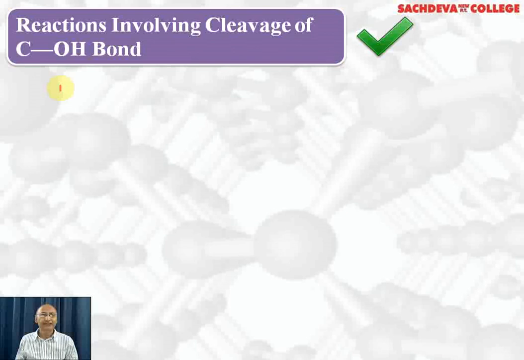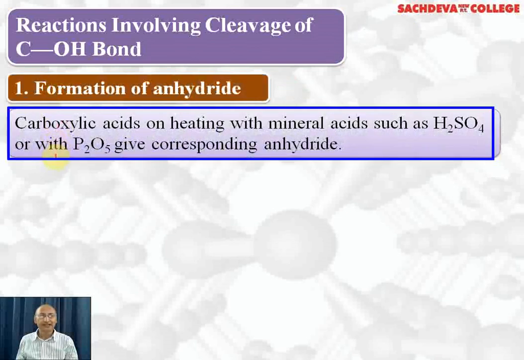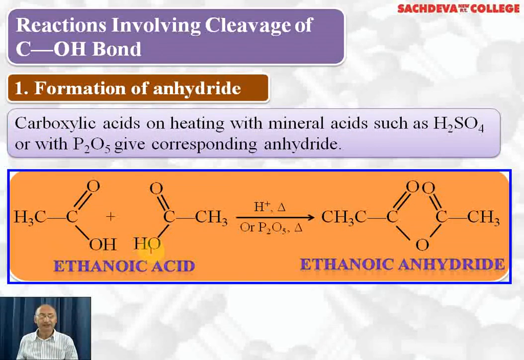Reactions involving cleavage of the C-OH bond. Formation of anhydride: carboxylic acid on heating with a mineral acid such as sulfuric acid or with P2O5 gives the corresponding anhydride. Here, 2 moles of acetic acid lose a water molecule and result in the formation of acetic anhydride or ethanoic anhydride by heating in the presence of H+ ion or P2O5, which acts as a dehydrating agent.